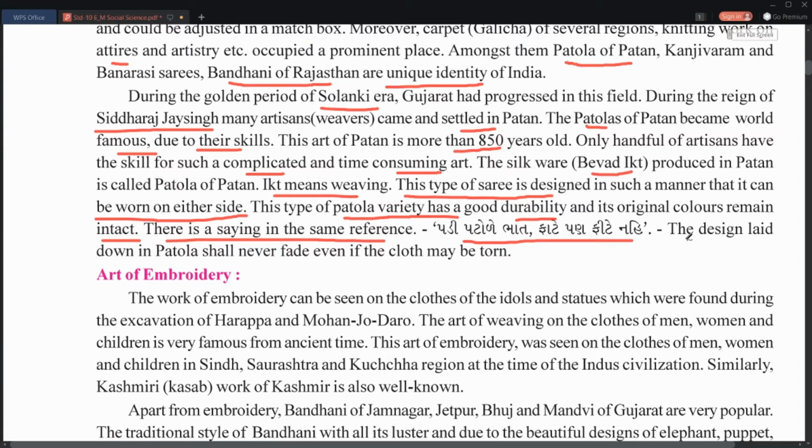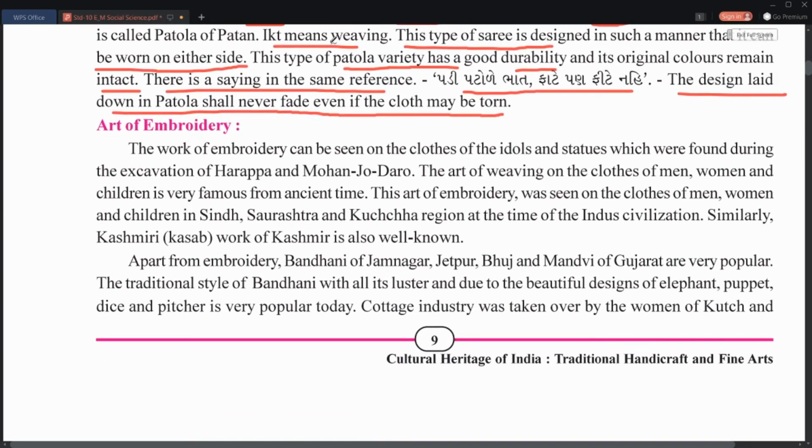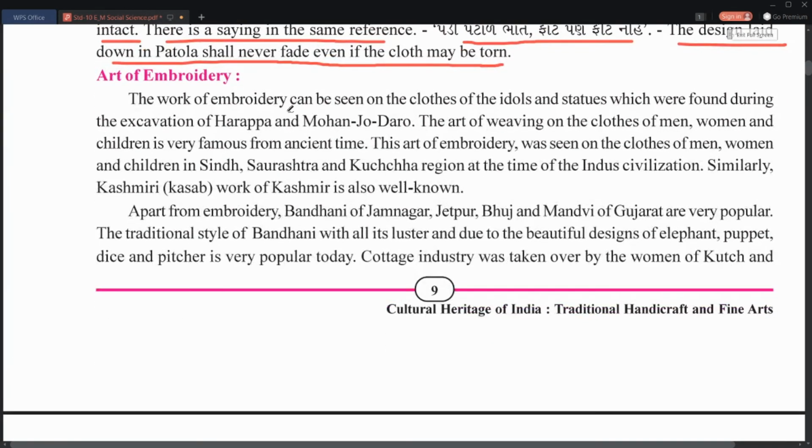The design laid down in patola shall never fade even if the cloth may be torn. Its design will never be distorted even if the cloth is torn. Okay, and in the same way its colors also, the colors will never fade. Now let's see art of embroidery.